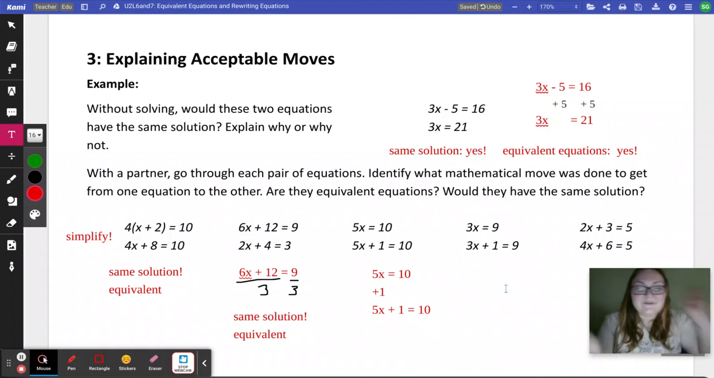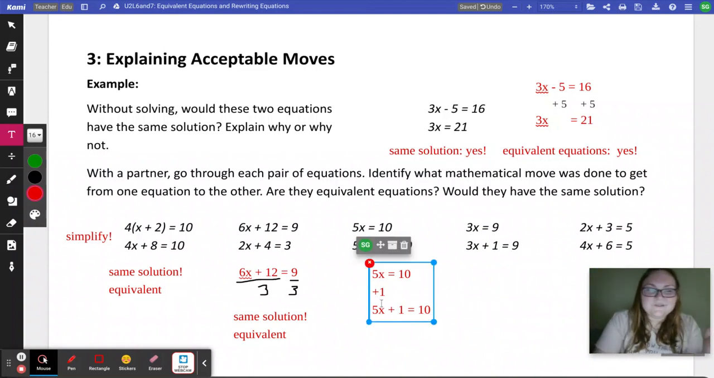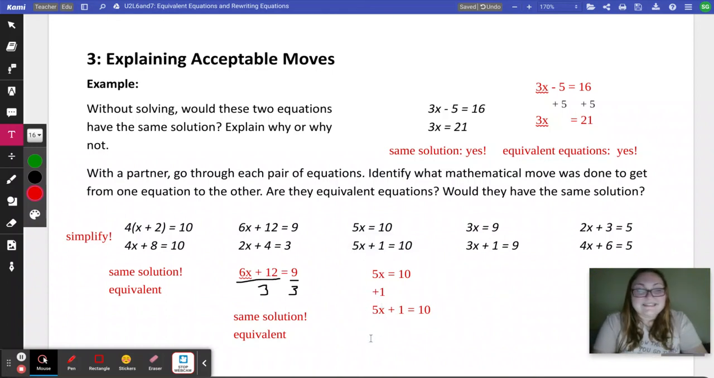Well, we keep saying whatever you do on one side, you got to do on the other. I can't add 1 only on one side of my equation. I'd have to do it on both. So when we think about, is that a legal thing to do? Just adding a number on one side and not doing it on the other? The answer is no, we can't do that.